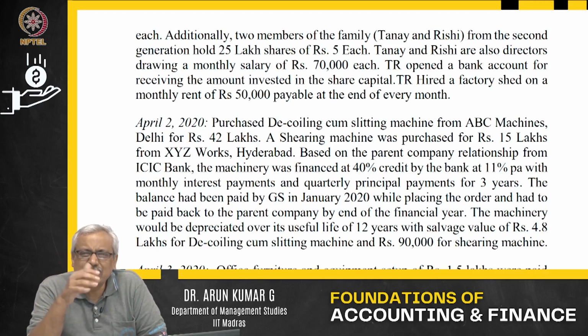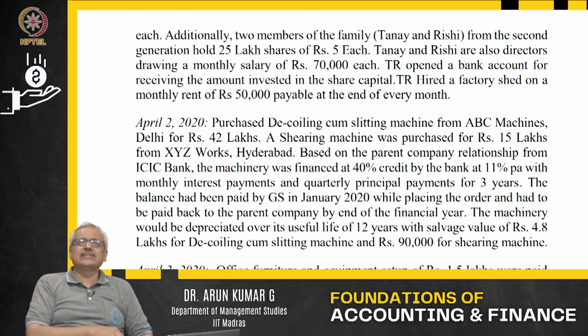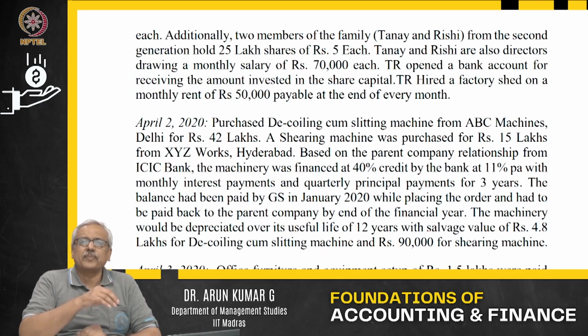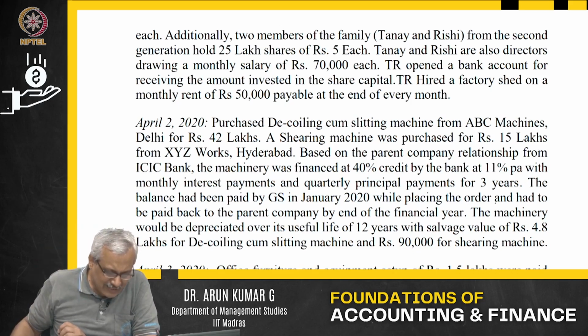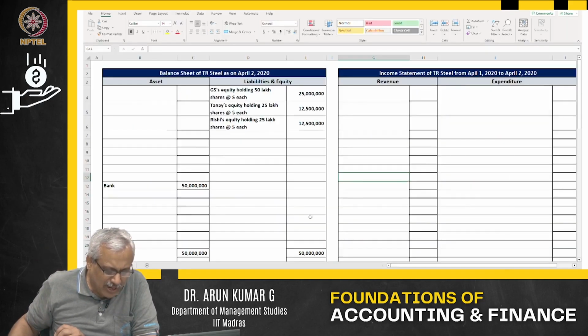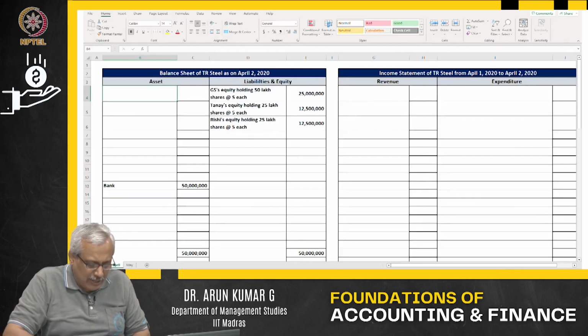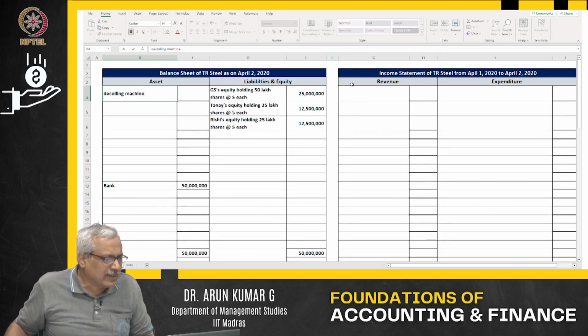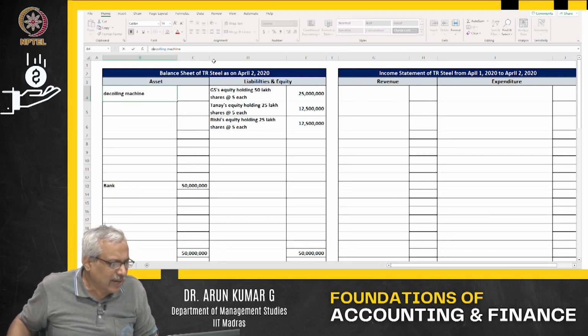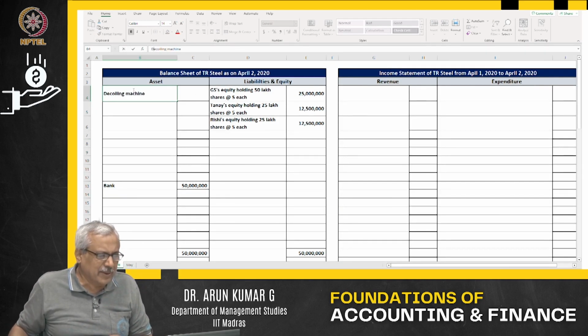The moment you have purchased a machine, what has happened? Ownership has transferred. When ownership is transferred, that means you are the owner. When TR Steel, in this particular case, is the owner, what basically happens? It becomes an asset for TR Steel. So there is an asset, a machine that is bought. So I am just going to go back here. There is a decoiling machine. Of course, one can always write the decoiling cum slitting machine, but I am just keeping it as decoiling for the purpose of simplicity.